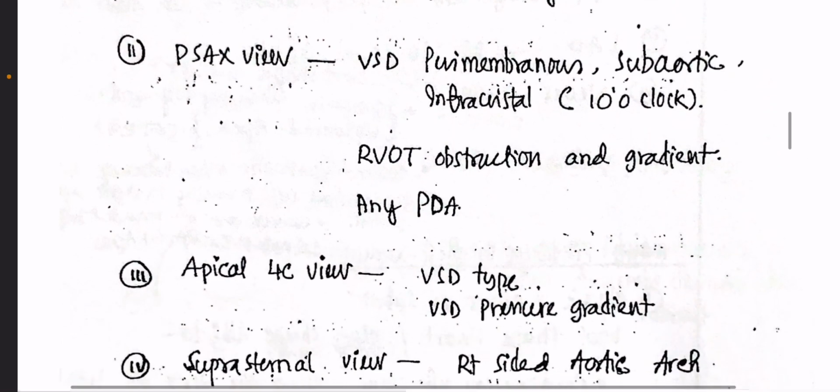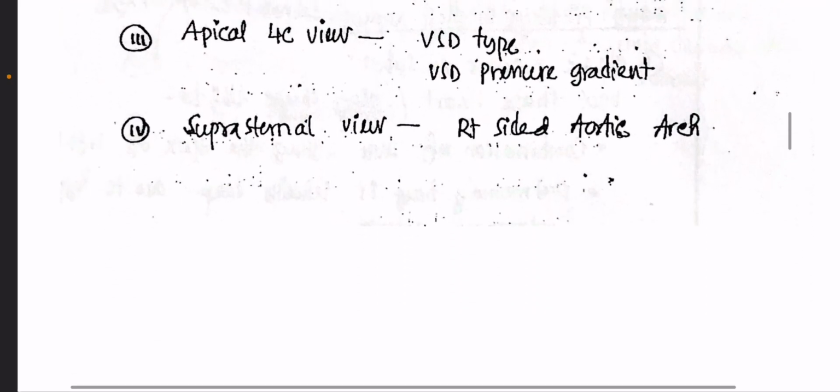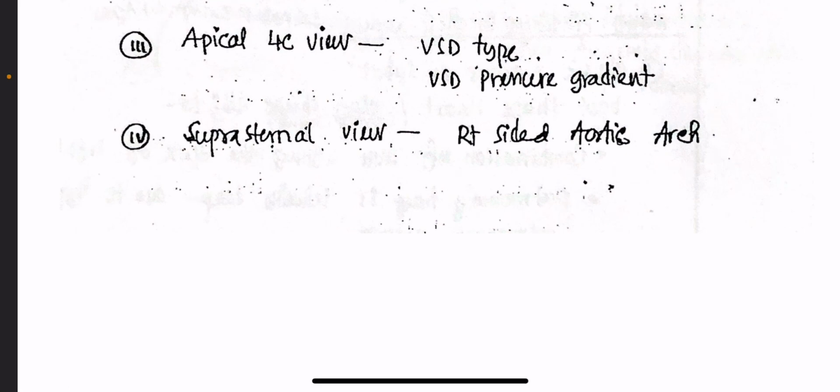Parasternal short axis view shows VSD that is perimembranous, subaortic or infracrystal, in the 10 o'clock position. RVOT obstruction and gradient; any PDA can be seen. Apical 4-chamber view shows VSD type, VSD pressure gradient. Suprasternal view for right-sided aortic arch.